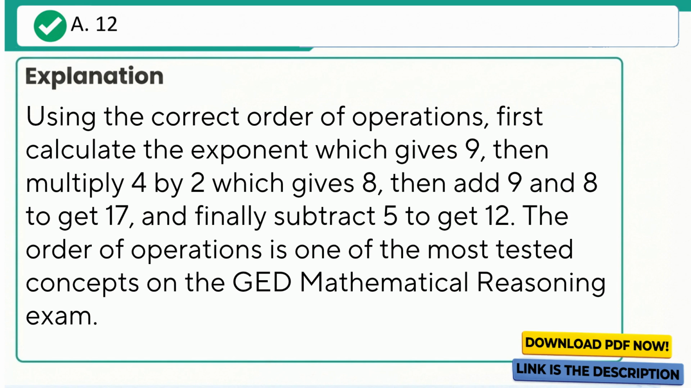12. Explanation. Using the correct order of operations, first calculate the exponent, which gives 9. Then multiply 4 by 2, which gives 8. Then add 9 and 8 to get 17. And finally subtract 5 to get 12. The order of operations is one of the most tested concepts on the GED Mathematical Reasoning exam.